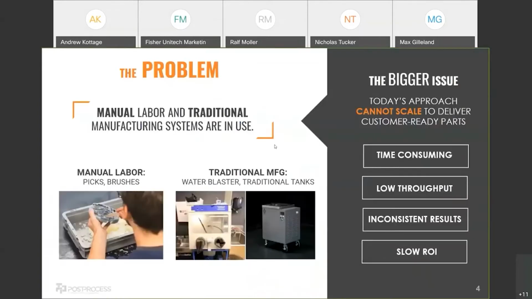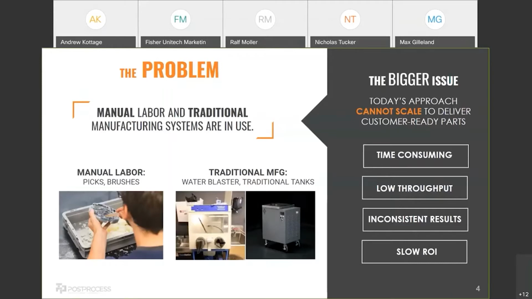So when we start talking specifically about PolyJet, we just want to align on the problem, and hopefully for you PolyJet users, this is painfully obvious. Manual labor and traditional manufacturing are often used. As you see in some of the images here, it can be very old school picks and brushes, things that are lying around the facility, a lot of scraping, picking at different geometries, and trying to knock off some of that support material very manually.